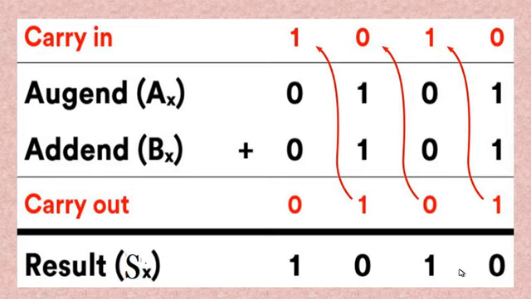In this way we can perform the addition of two 4-bit binary numbers with the help of this 4-bit binary adder. Okay? Understood, all of you?